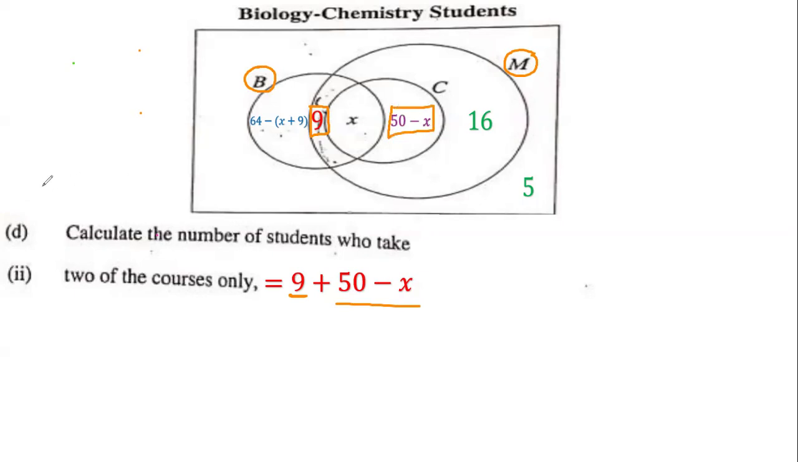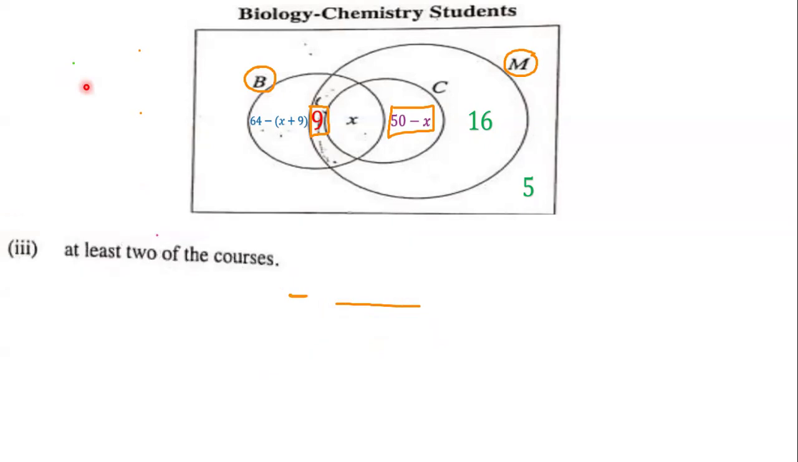And so we have two of these courses: biology and math only is 9, and chemistry and math is going to be 50 minus x, because if you're in chemistry, you're also in math here, but this one is chemistry only and math only. So they take both chemistry and math. Okay, so let's operate on that. We say x is 30. So we have 9 plus 50 minus 30, and that gives us 29. And that's the answer to this particular question.